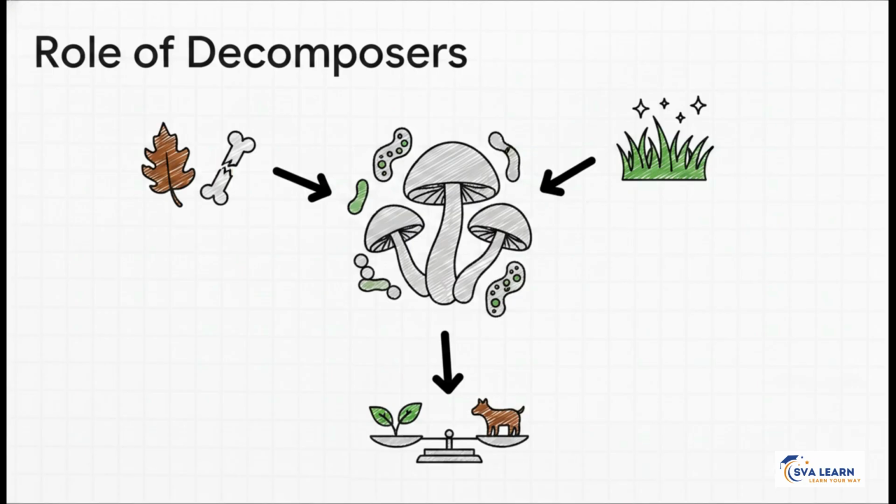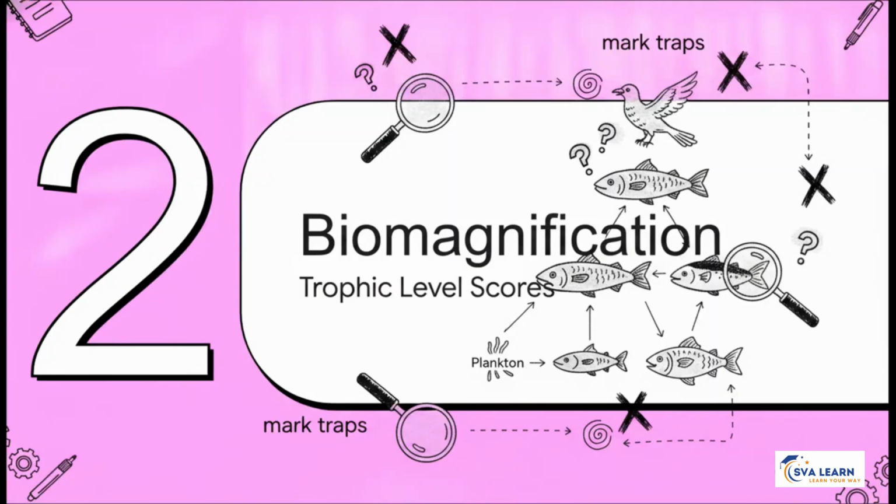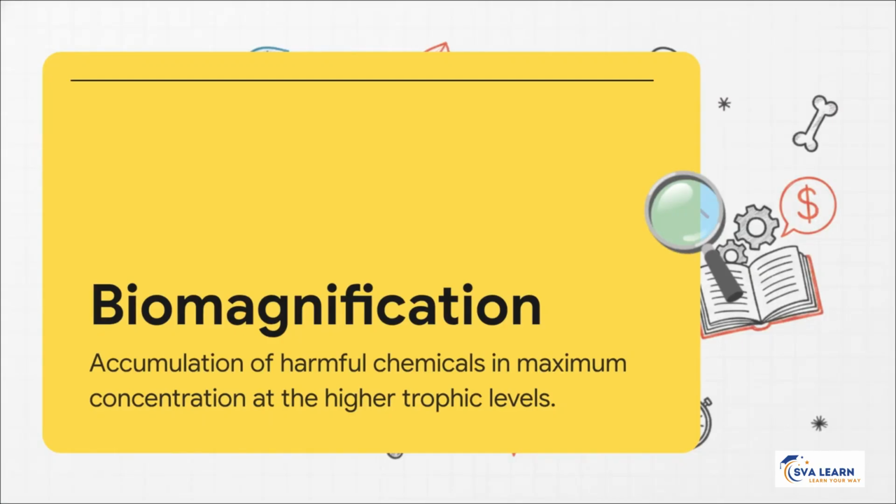point deductions. 1. They break down dead wastes of plants and animals. 2. This keeps the surroundings clean. And 3. They maintain ecological balance. Boom. It's a simple 1-2-3 punch that guarantees your full marks. Moving on to Section 2, the biomagnification mark trap. Let's secure your trophic level scores. Okay, this is where I see some of the absolute smartest students lose silly half marks.